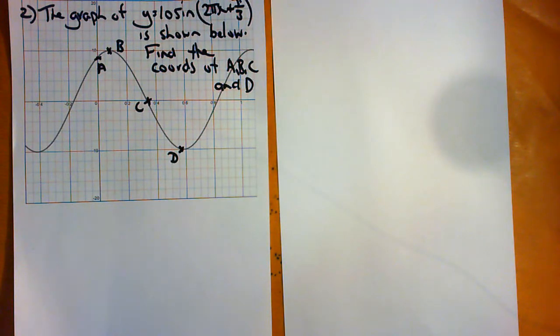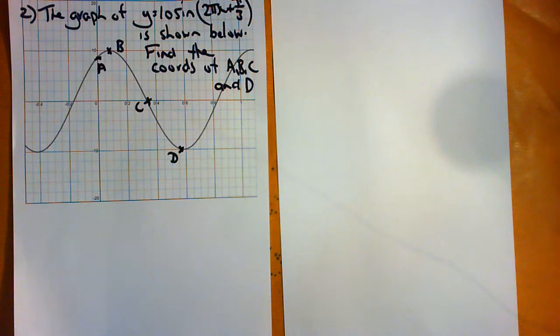So we have the graph of y equals 10 sine of (2πx + π/3), which is shown there. We have 4 points of interest on this graph and we need to find their coordinates. Each of those points is a particular feature of the graph, and we can read off or figure out rather easily what one of the coordinates needs to be, and we need to calculate the second coordinate.